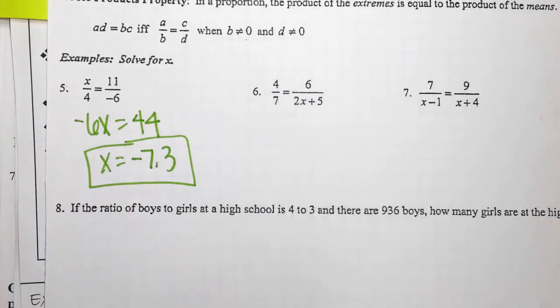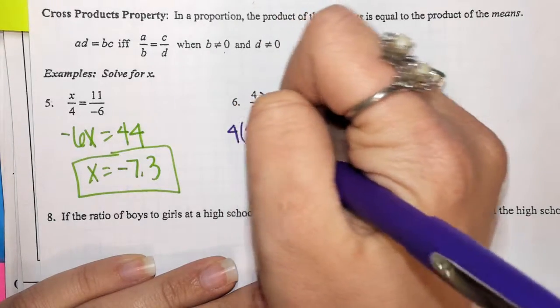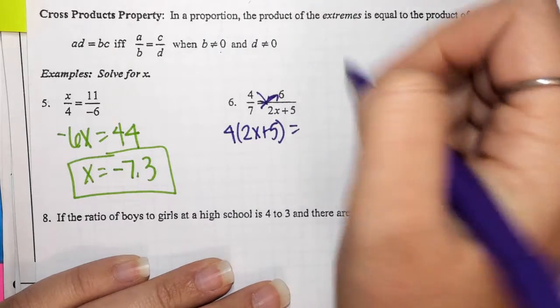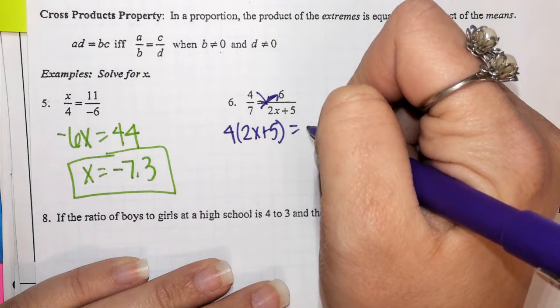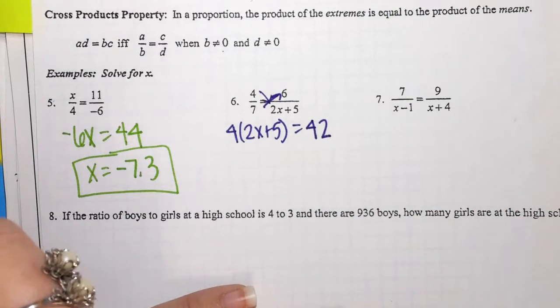But all you have to do is put it in parentheses. So you're going to do 4 times 2x plus 5, and you're going to set it equal to, what's 7 times 6? 42. It's 42, dude. Fast math. I know that. 49.